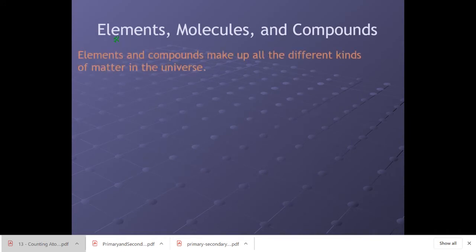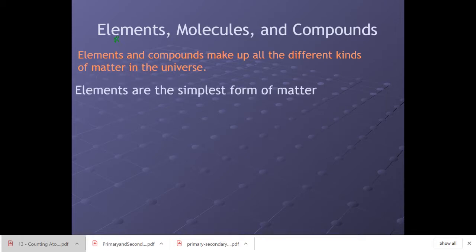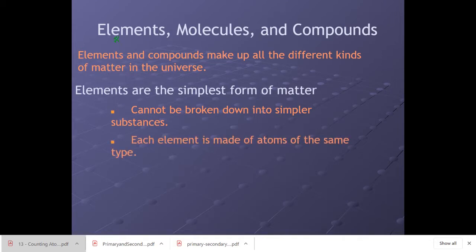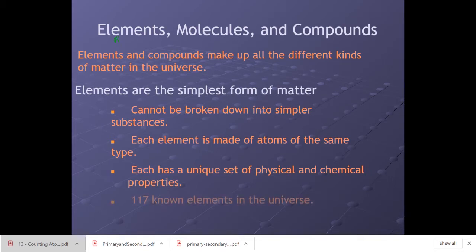Elements, molecules, and compounds. Elements and compounds make up all the different kinds of matter in the universe. Elements are the simplest form of matter. They cannot be broken down into simpler substances. And each element is made of atoms of the same type. Each has a unique set of physical and chemical properties.